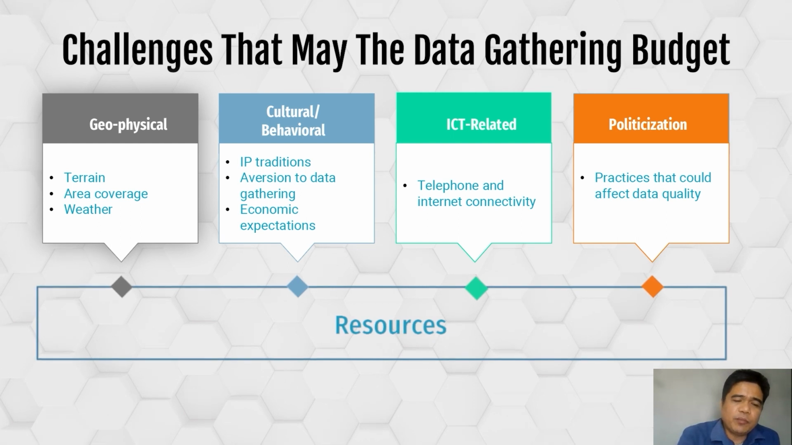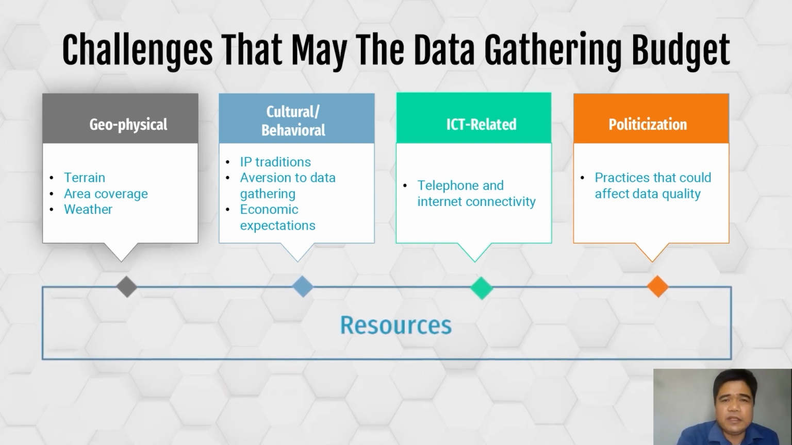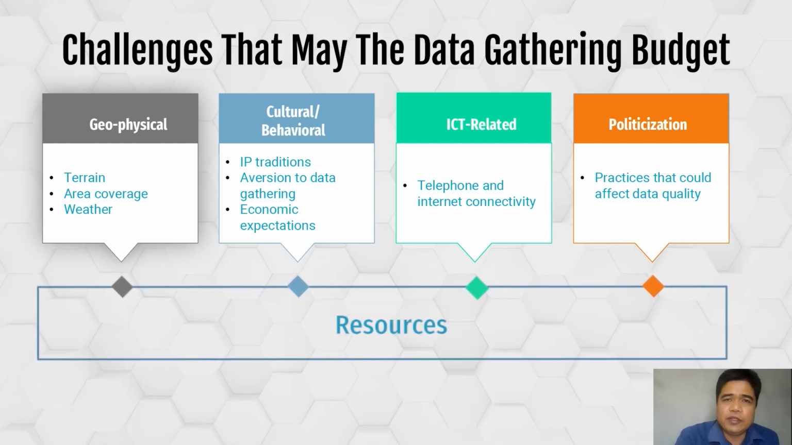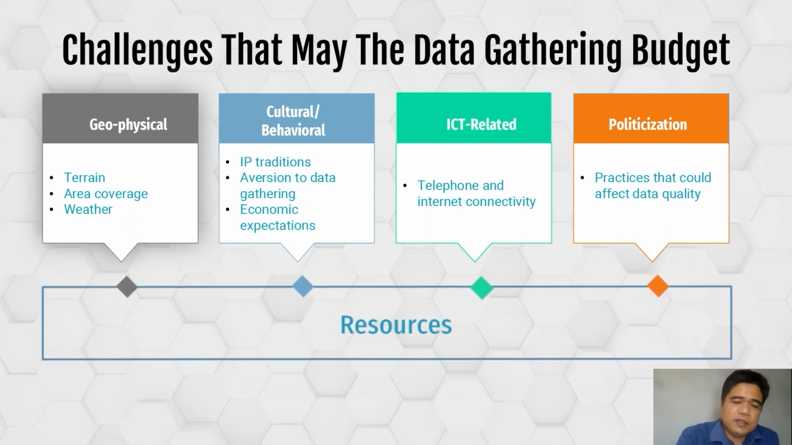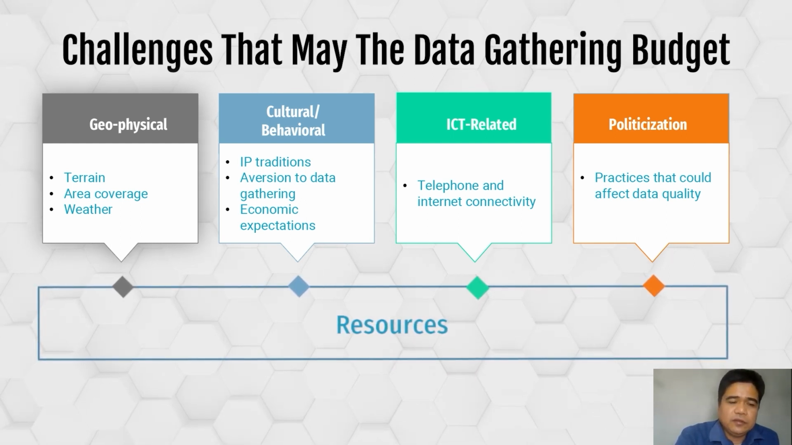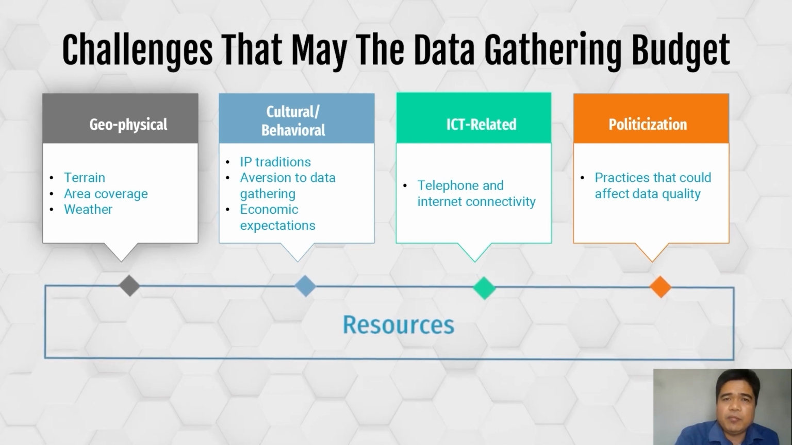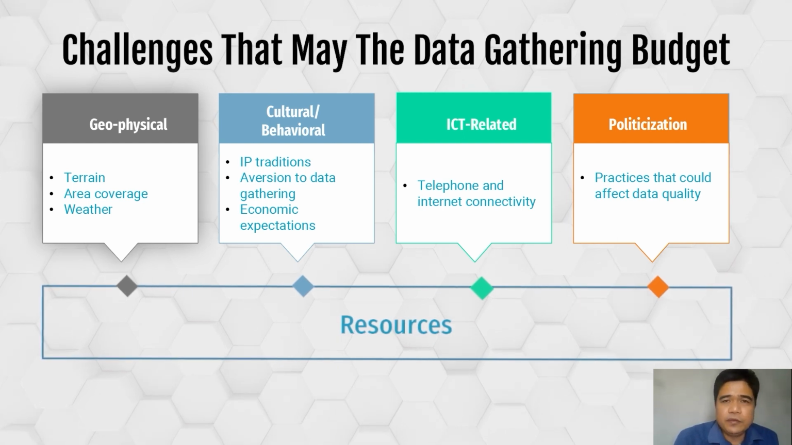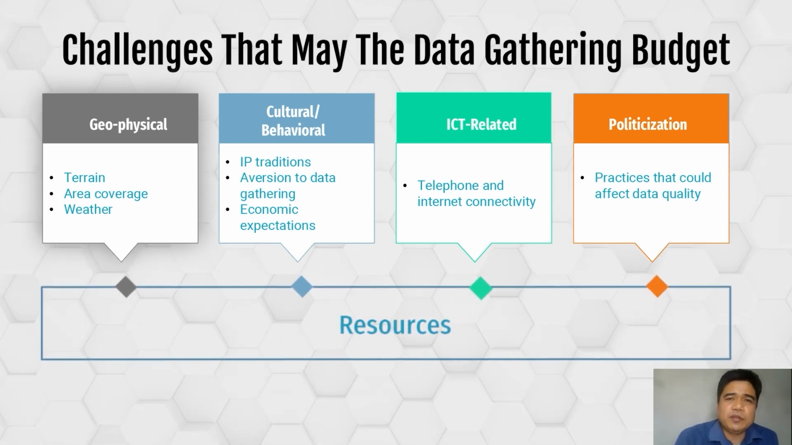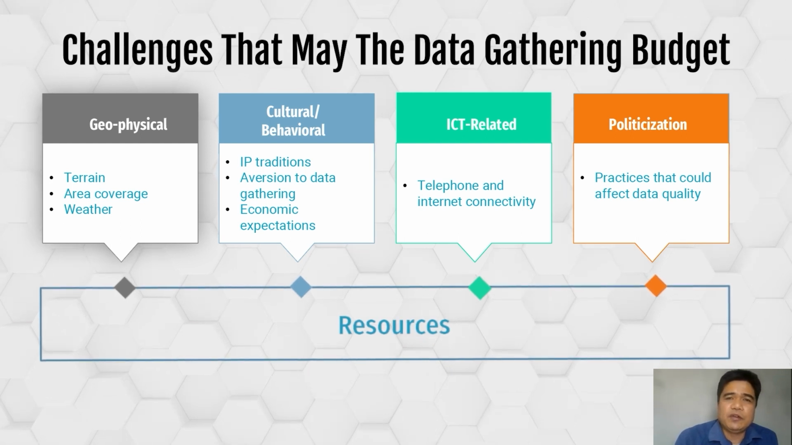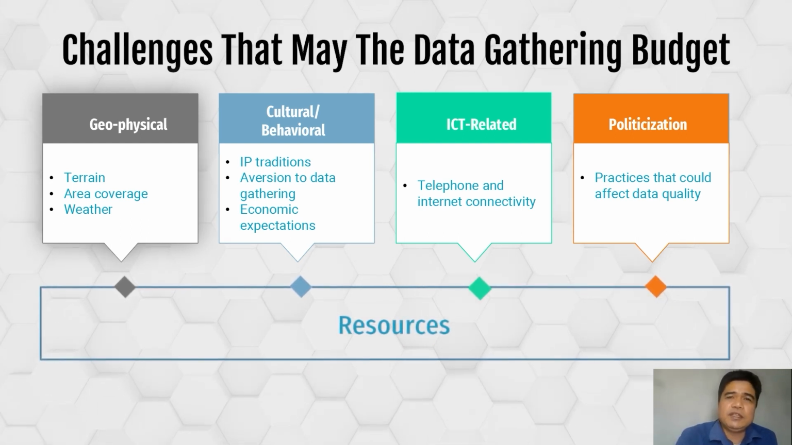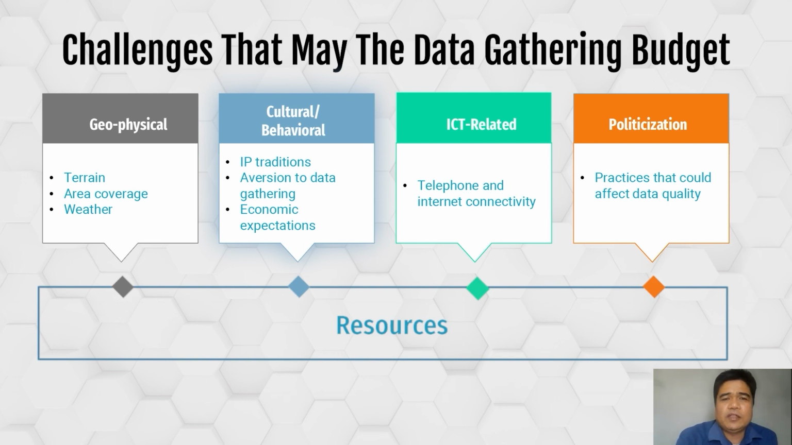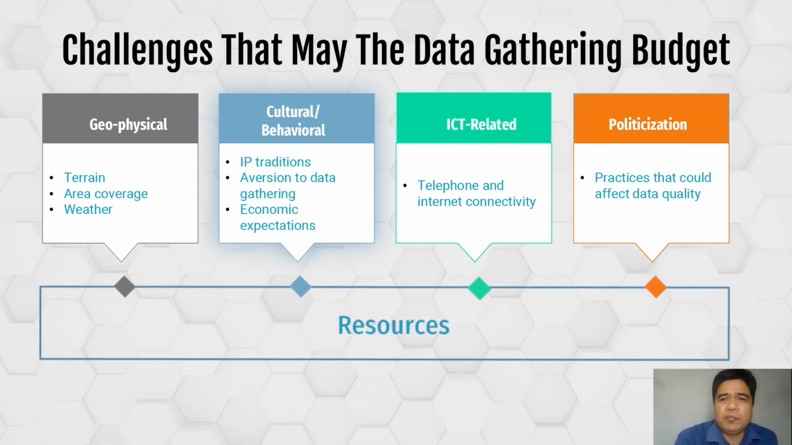Mountainous terrain requires more preparations, not only the physique of the enumerators, but also his or her security, particularly in areas that are having problems with peace and order. Weather, of course, has an impact because during rainy season, it may be difficult to gather data, especially in rural areas. Cultural and or behavioral challenges are also present and may impact the budget.